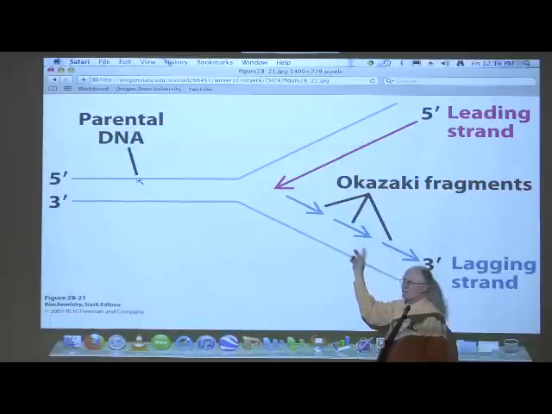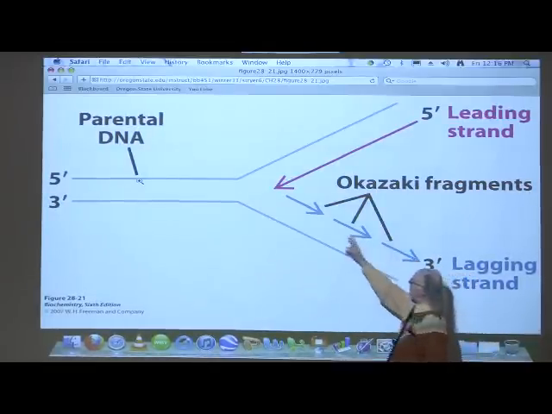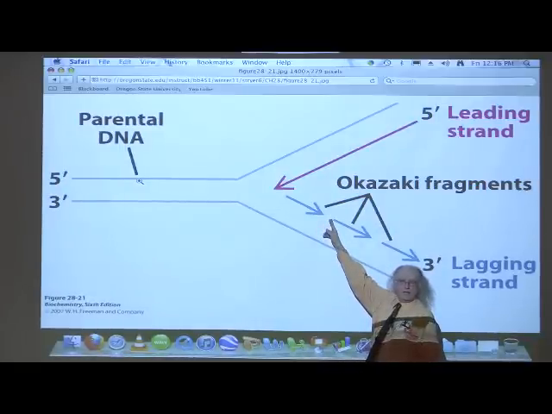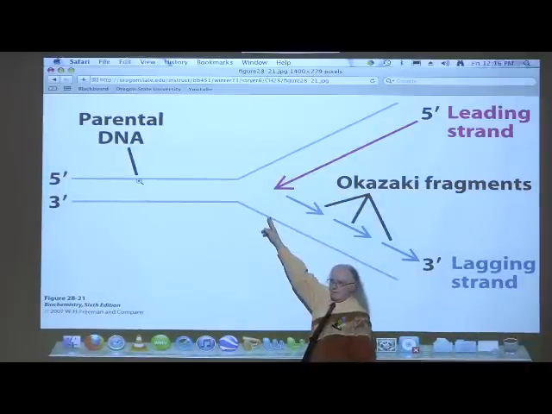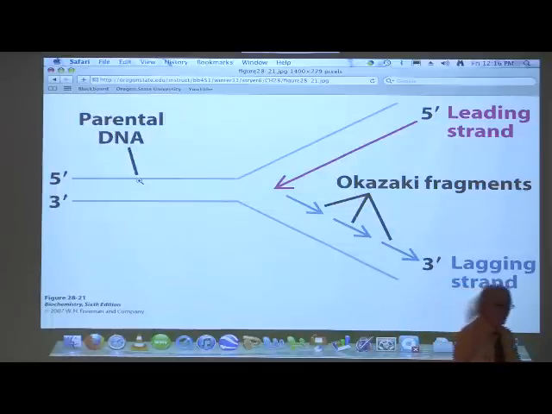Why does it do it in pieces? Well, when this part gets opened up, this piece gets made. But then as the polymerase moves along, a new stretch opens up, and the polymerase says, oh, we start here. And then a new stretch opens up, and it starts here. And you said, but wait, the polymerase can't start a strand. Doesn't primase have to start the strand? Yes. Primase has to come in.